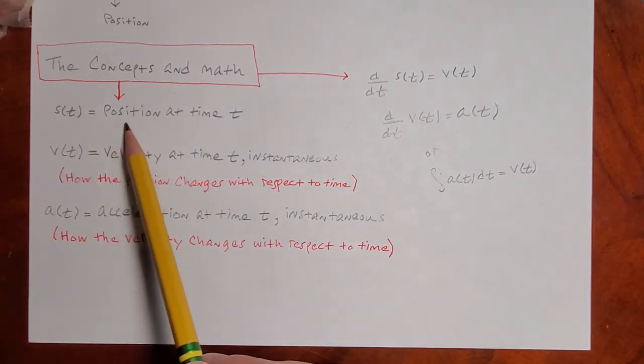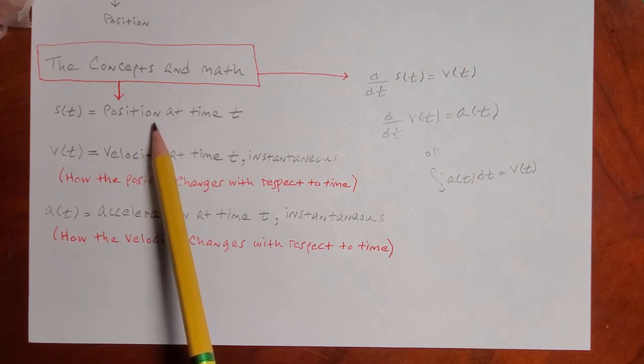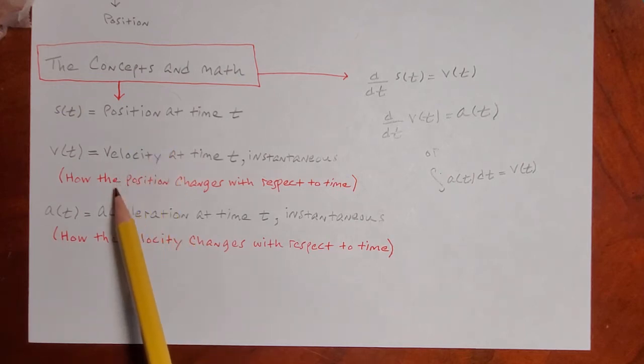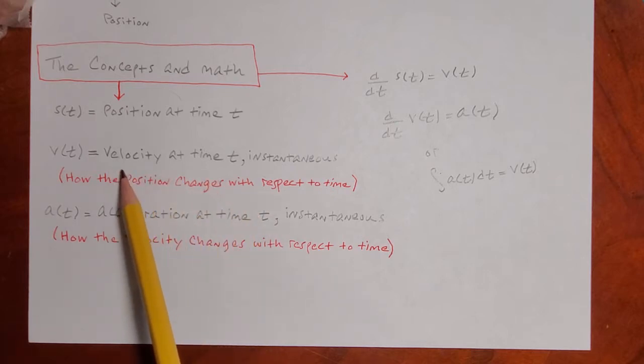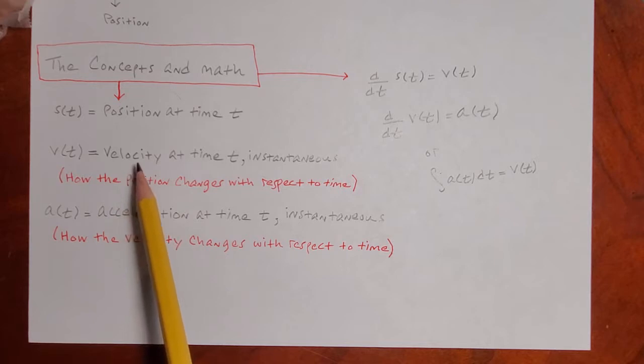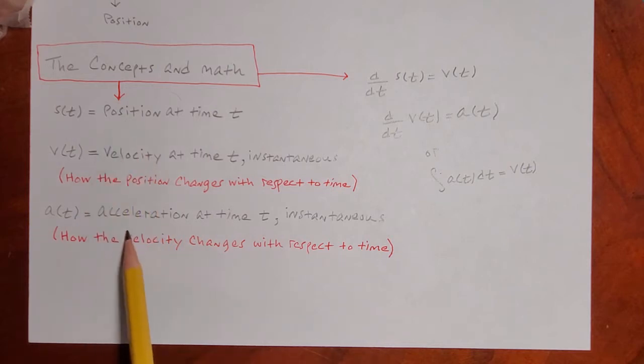We start by just saying, well, position, where is it? Okay? And then if it's moving, how's the position changing? All right? And that's the velocity. But maybe the velocity is changing. Maybe it's speeding up or slowing down. Well, then we have acceleration. All right? So this is how that changes, and this is how that changes.